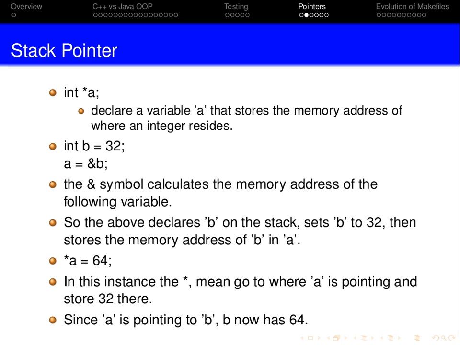So since A is pointing to B, B is now 64. When you see the 32 right here, guys, that's really a 64. I know y'all are having a hard time seeing today, but that's really a 6 and a 4. Okay? All right, good.